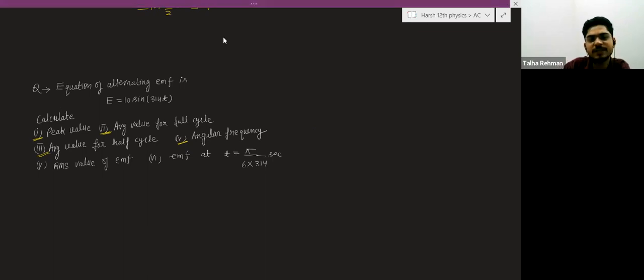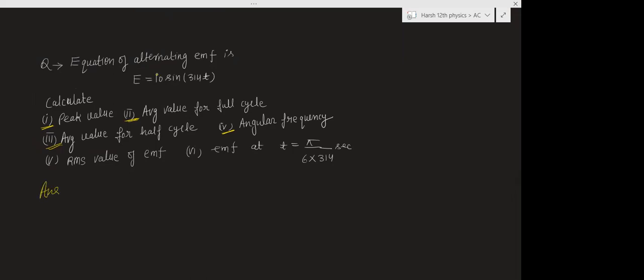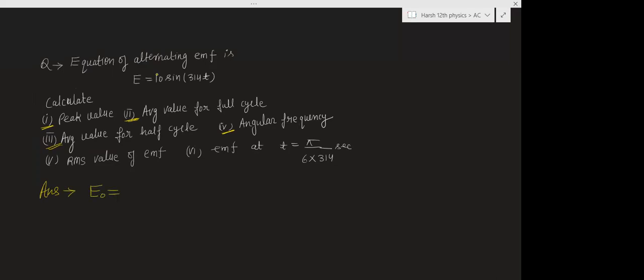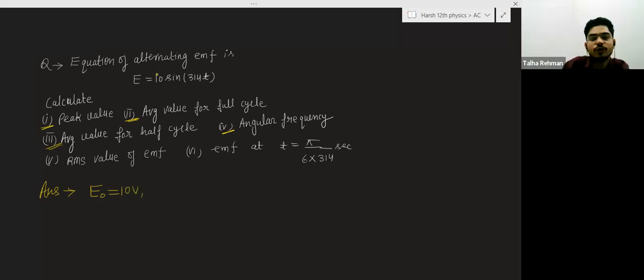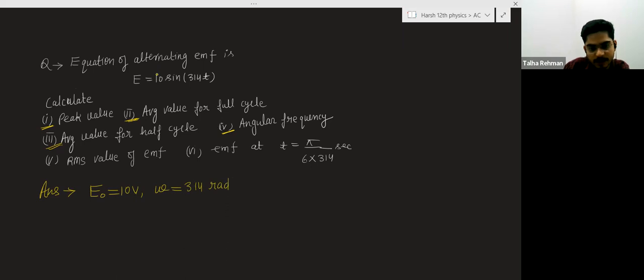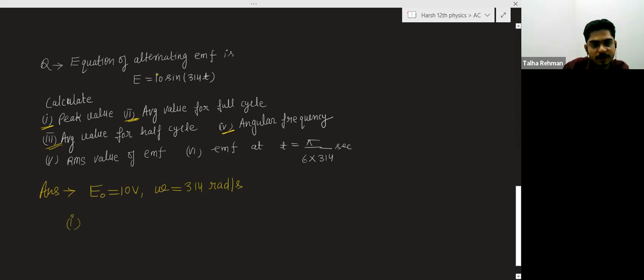So very easy question. Equation of EMF is this: E is equal to E naught sine omega t. When you compare, tell me what will be the peak value of the EMF? 10. E naught is equal to 10 volts. And what is omega? Omega is 314 radian per second. So first answer we got: the peak value of the EMF, E naught, is 10 volts.